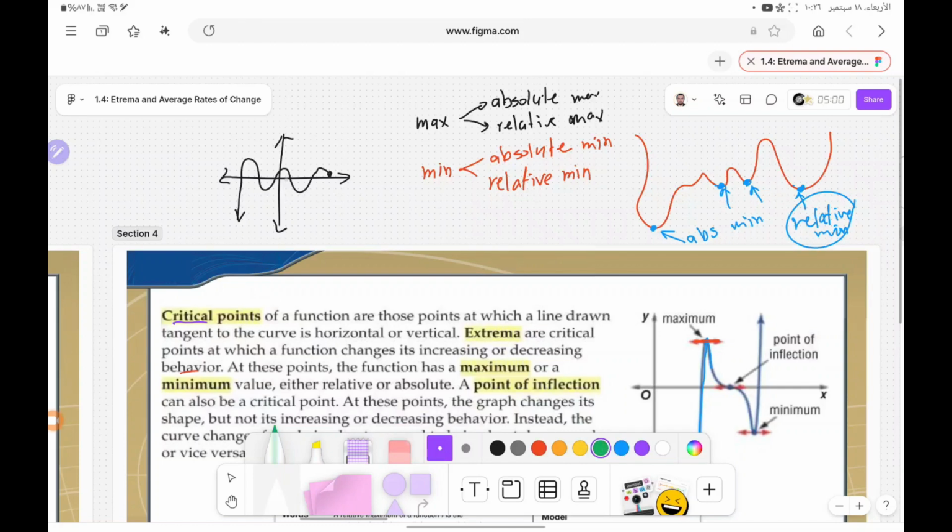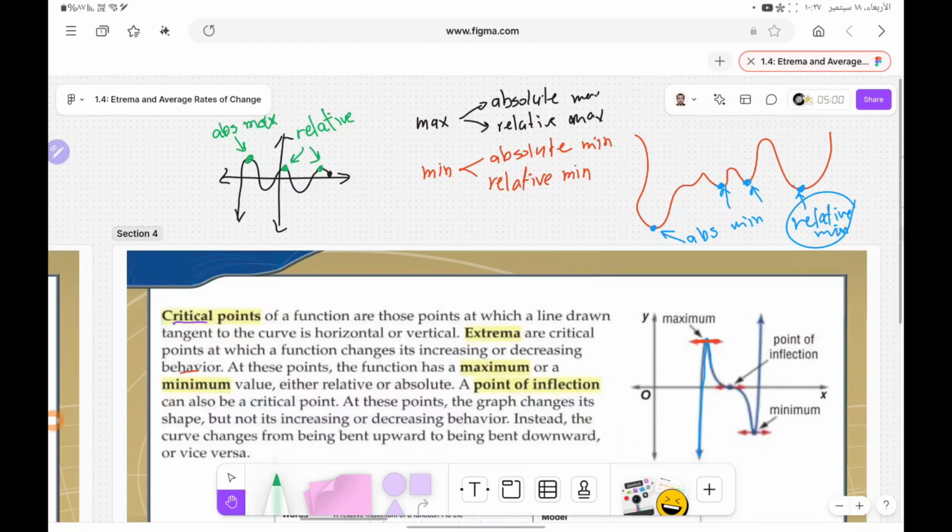If you look here, I have a maximum here, a maximum here, and a maximum here. So which one is the absolute? The first one here is the absolute maximum. And what about these 2 points? We call them relative maximum. I hope you understand this.